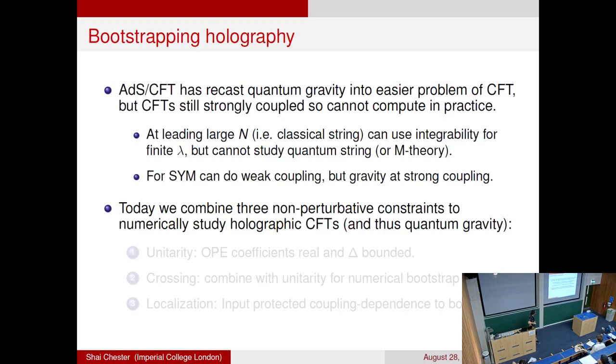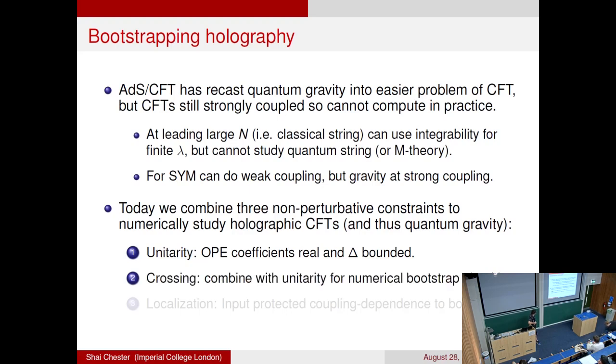Today we're going to combine the three non-perturbative constraints that are known today in order to study these holographic CFTs and thus to non-perturbatively study quantum gravity. The three non-perturbative constraints we're going to use are unitarity, which in the context of today's talk is basically that OPE coefficients are real and their scaling dimensions are bounded.